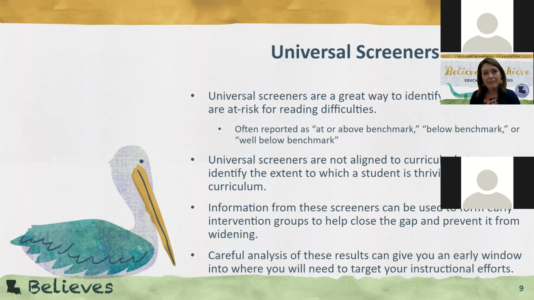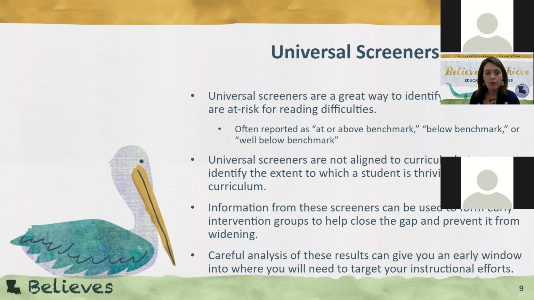But these screeners can identify the extent to which a student is thriving in their core curriculum, right? So if I have 25 students in my class, and 20 of them are at benchmark or above benchmark, but I have 5 who are maybe below benchmark or well below benchmark, those 5, I know right away, maybe are struggling to thrive in our core curriculum.